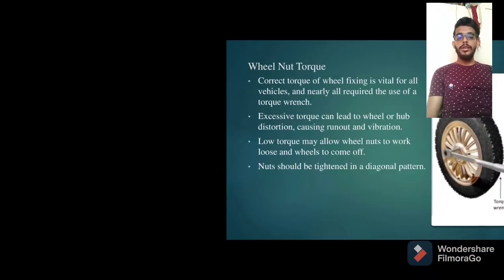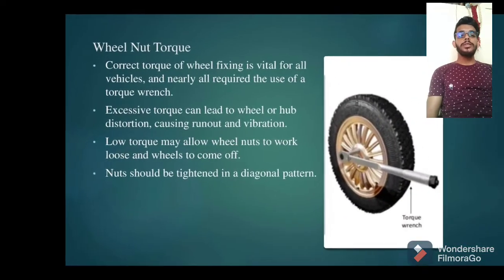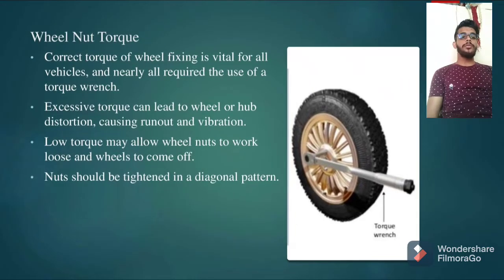Next is wheel nut torque. In this, first point is the correct torque of wheel fixing is vital for all wheels and nearly all require the use of a torque wrench. Second point is excessive torque can lead to wheel or hub distortion causing runout and vibration. Third point is low torque may allow the wheel nuts to work loose and wheels to come off. Fourth point is nuts should be tightened in a diagonal pattern.